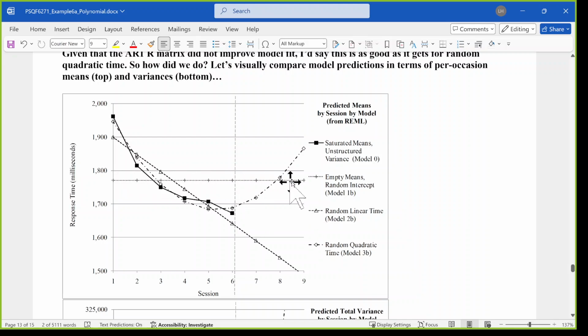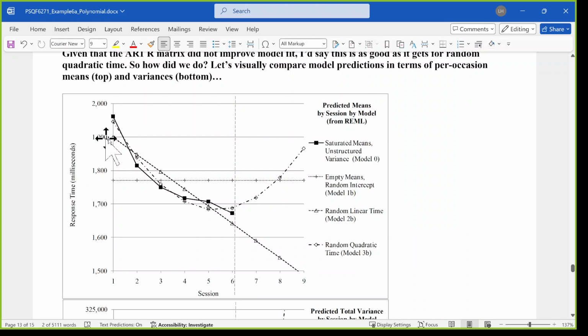So the empty model is this line right here. It predicts no change over time because it just has a fixed intercept in it. The linear model is the dotted line with the triangles. So that one predicts that as time goes on, if you let these people continue practicing this task after 6 sessions, they would continue to improve at the same rate. So that seems unlikely. The diamonds is the fit of the quadratic model.